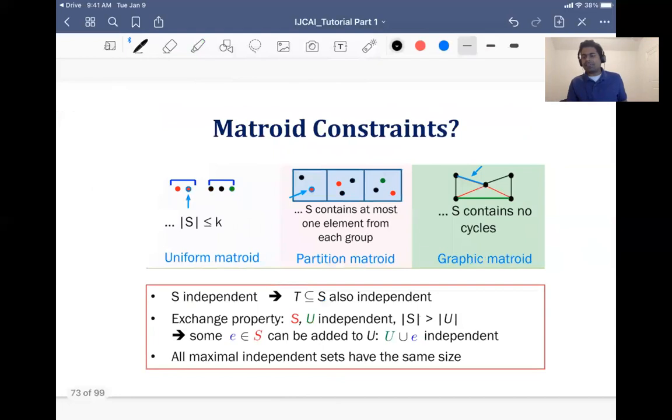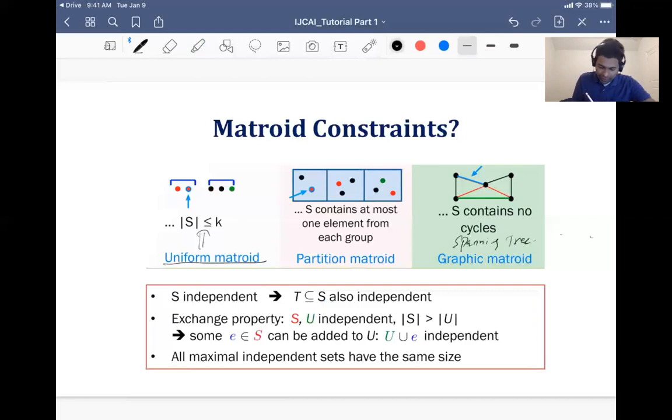But matroids in turn generalize many more interesting combinatorial structures. For example, you could have a uniform matroid, and this is exactly a size constraint. Partition matroid is basically select at most one element from each group. You could also have a graphic matroid, which is like a spanning tree, for example. So a spanning tree is an example of a graphic matroid, and so on and so forth. You have many other constraints like this, and they can be fitted in this nice combinatorial structure called matroids.